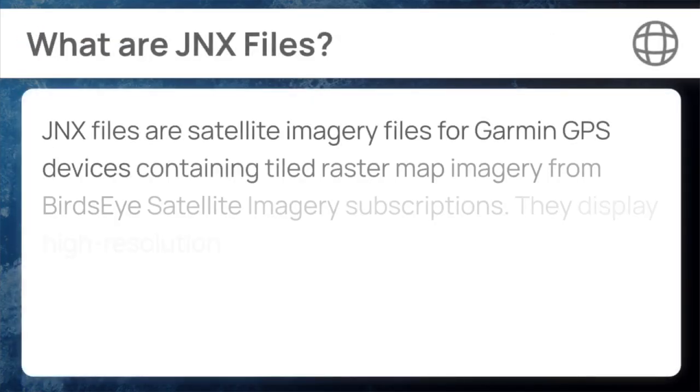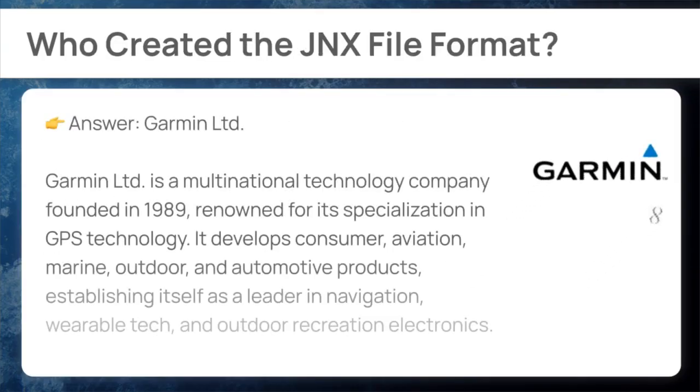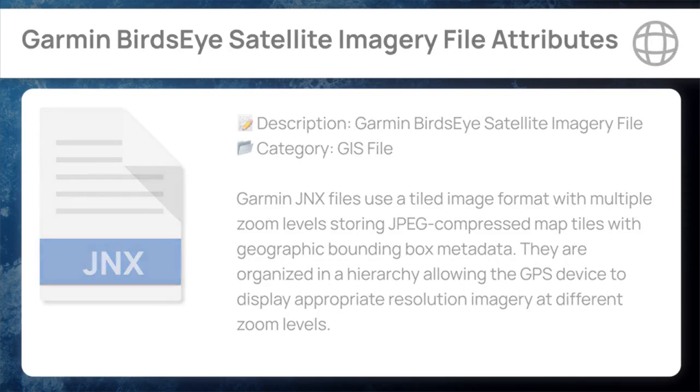JNX files are satellite imagery files for Garmin GPS devices containing tiled raster map imagery from BirdsEye Satellite Imagery subscriptions. They display high-resolution satellite photos on the GPS device, overlaid with the user's position and track data for outdoor navigation. Garmin JNX files use a tiled image format with multiple zoom levels, storing JPEG-compressed map tiles with geographic bounding box metadata. They are organized in a hierarchy, allowing the GPS device to display appropriate resolution imagery at different zoom levels.